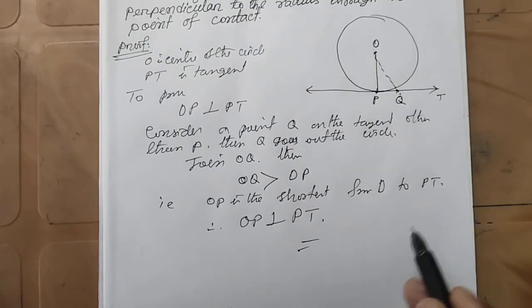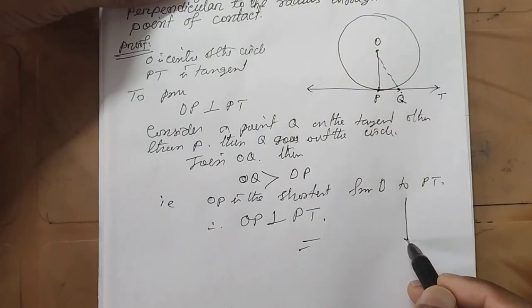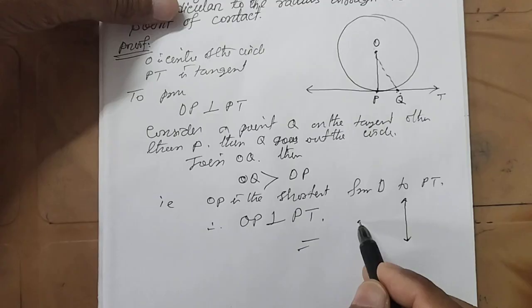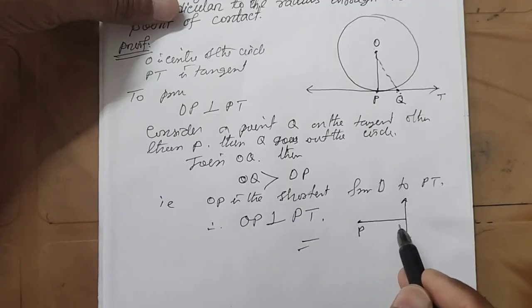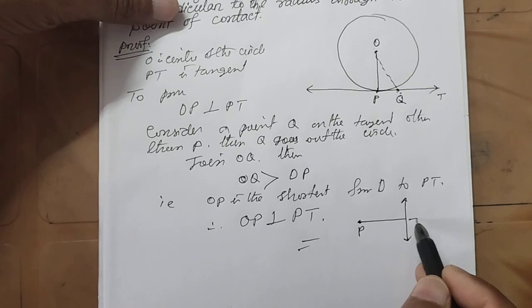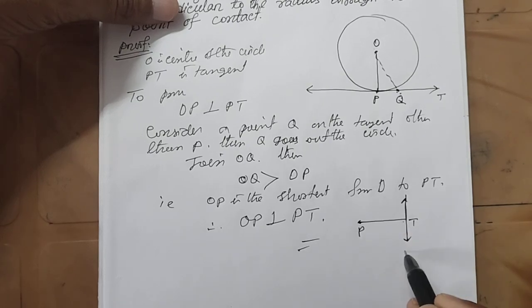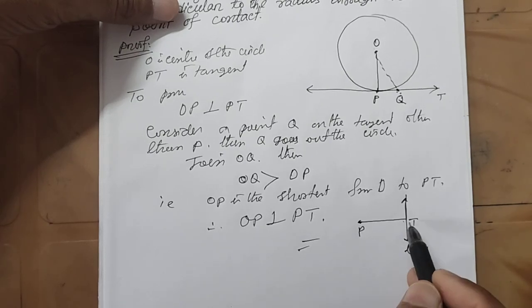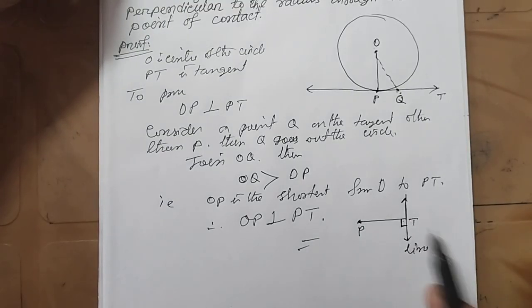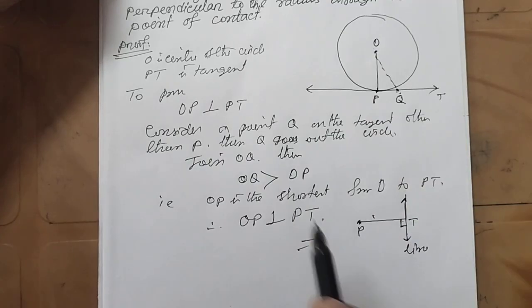Shortest distance from a point: the concept is like this. If we take a line and one point P, and if we draw a line from P to the line, and P to T is the shortest distance from the line, then the shortest distance from a point to a line is always perpendicular to the line. So this concept we have used here.